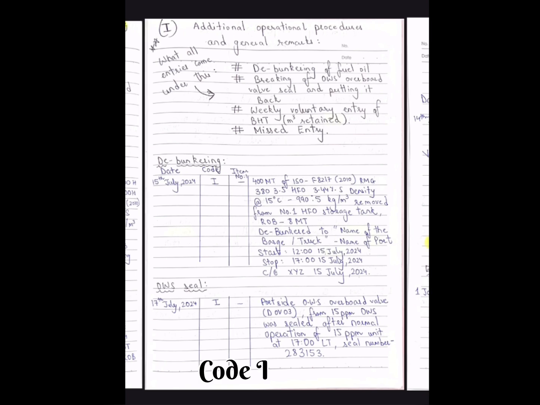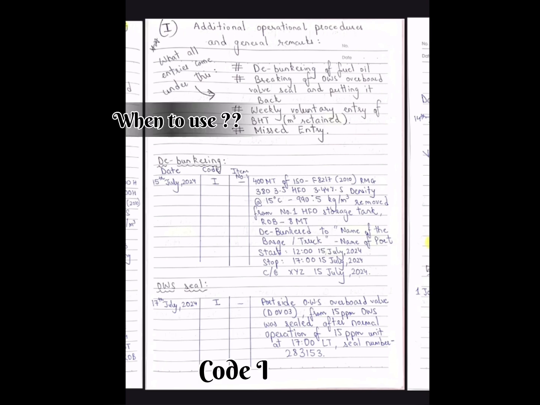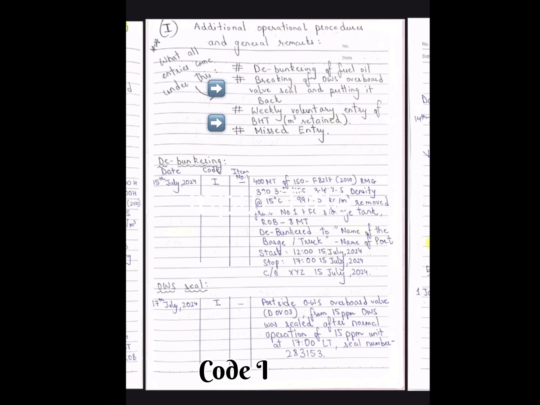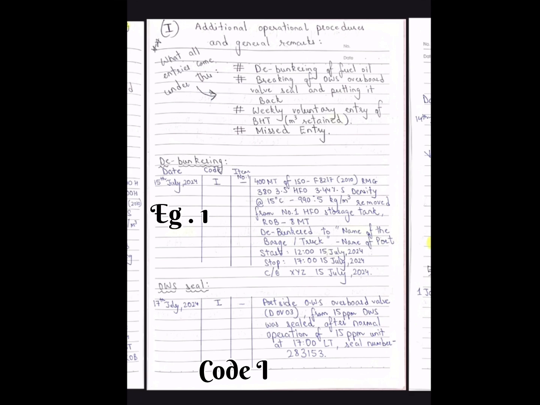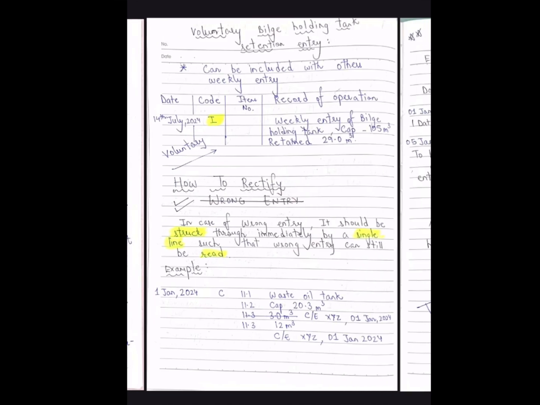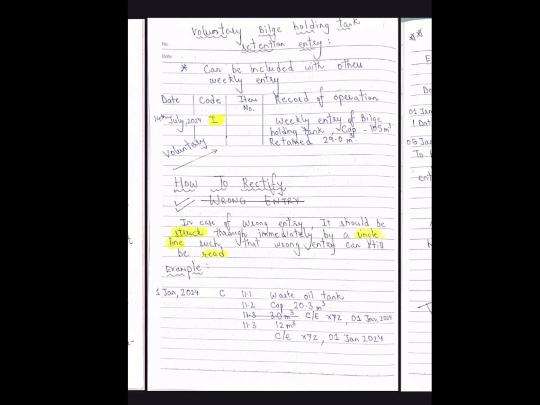Coming to code I, guys, additional operational procedures and general remarks. When to use this code: in case of debunkering of fuel oil, in case of breaking the oily water separator overboard seal and putting it back, weekly voluntary entry of bilge holding tank, or in case of a missed entry. I have shown you some examples. The first example is for the debunkering of fuel oil. The second is the breaking of the oily water separator seal, and in case of the weekly bilge holding tank retention, this entry also has to be made under code I.